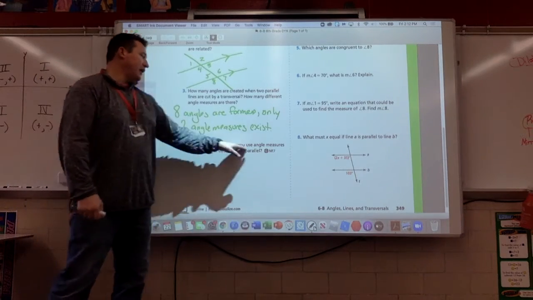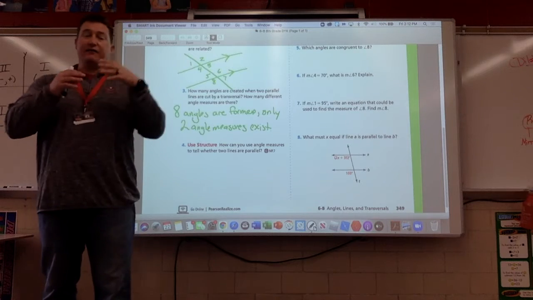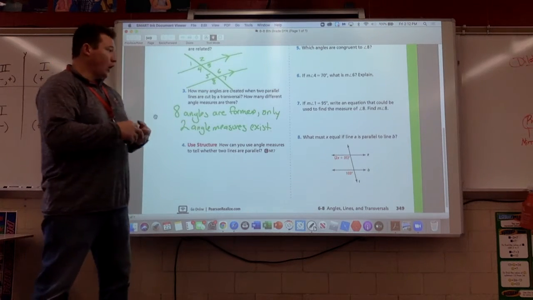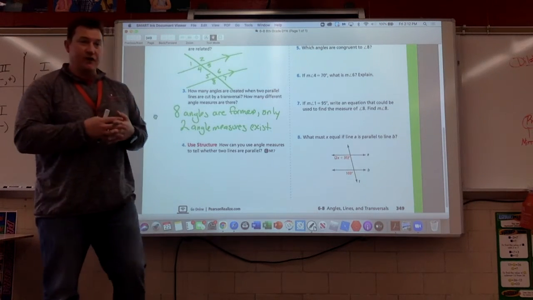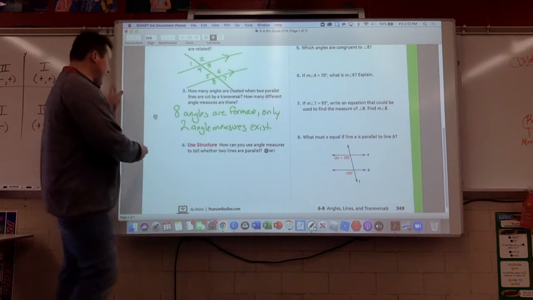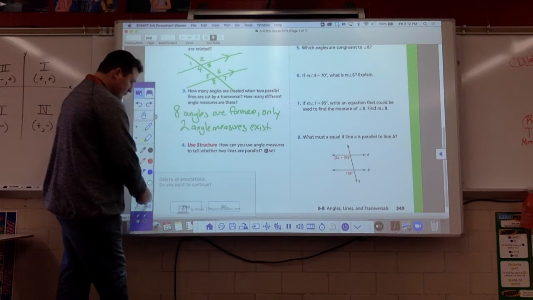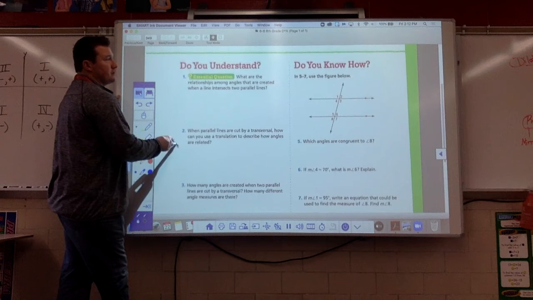Okay? How can we use those angle measures to tell whether 2 lines are parallel? Well, if half of them are congruent, right, to each other, then yes. We have parallel lines, right? So we're looking for congruent angles. Again, kind of a dumb question along with 2. All right, let's go to the doing questions.